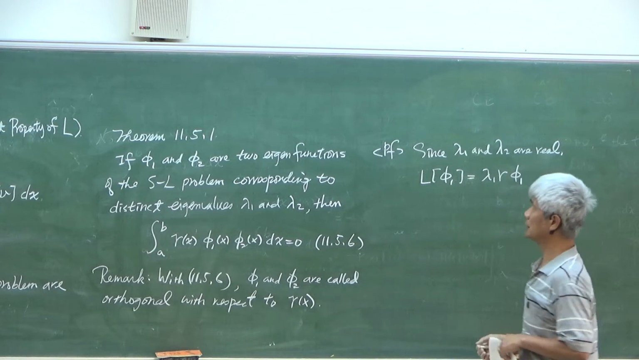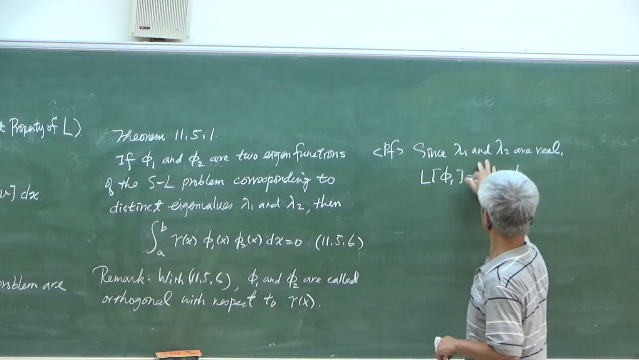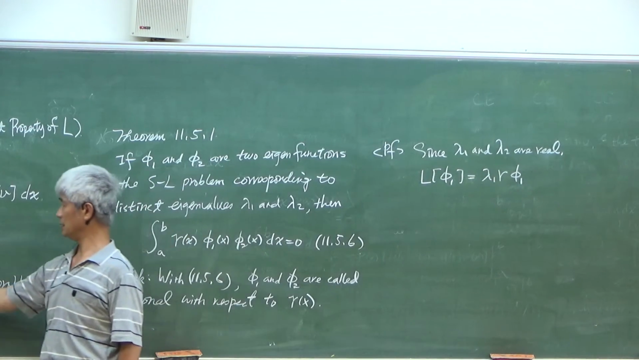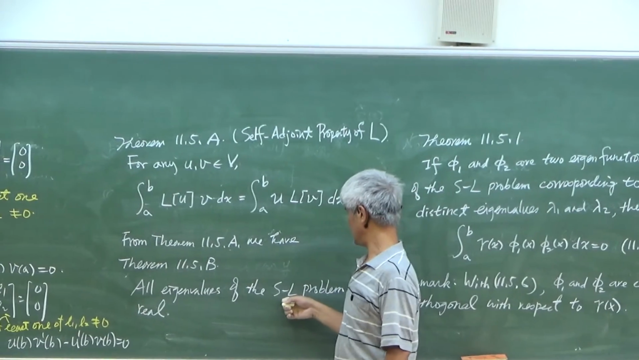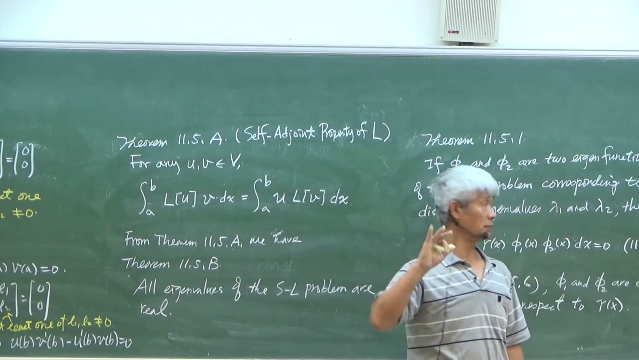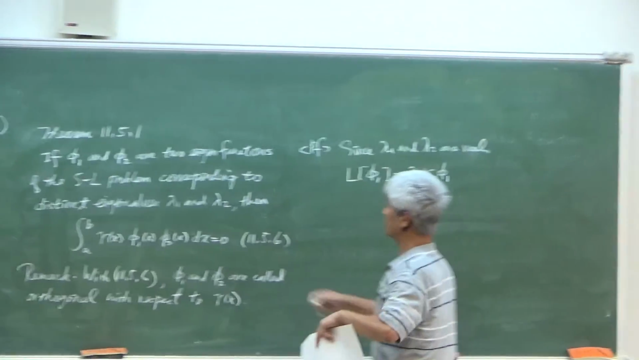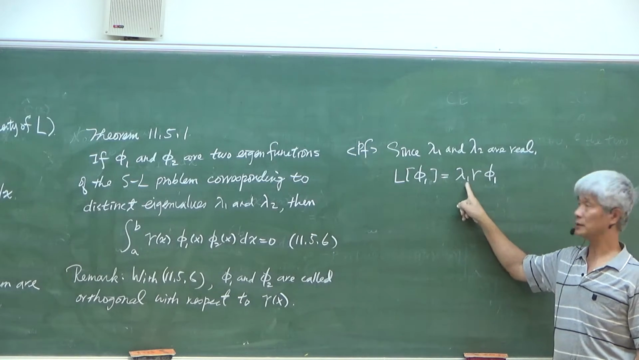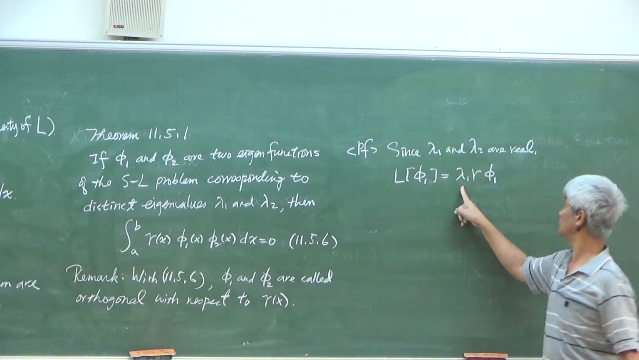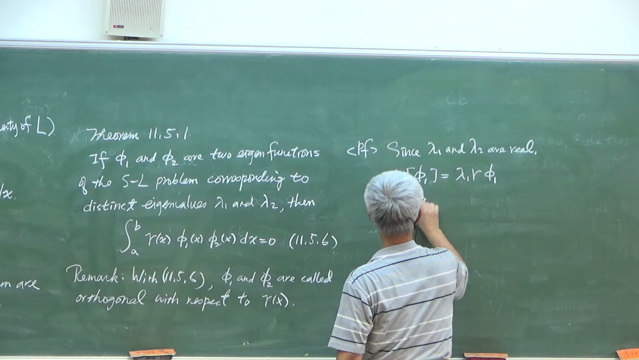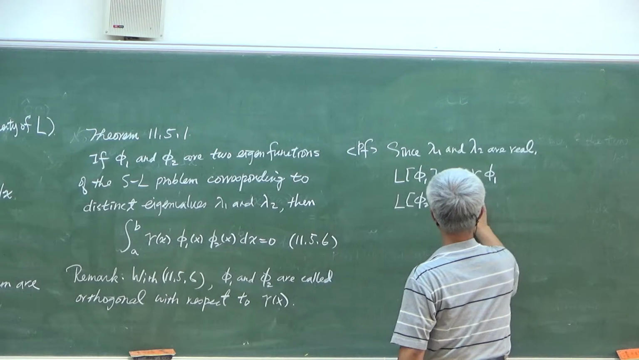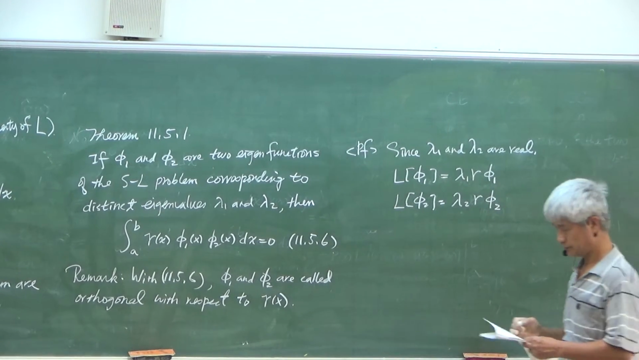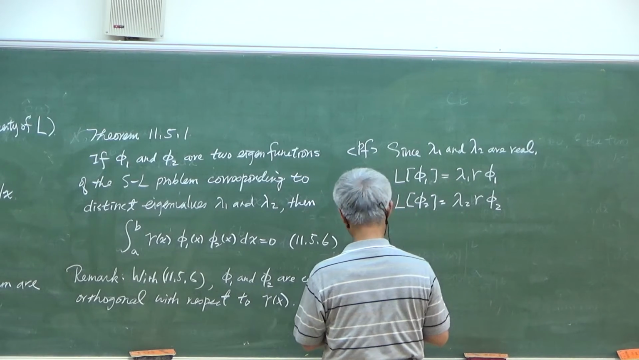Okay? So, we know that lambda 1 and lambda 2 are real. As we showed here, all eigenvalues of the differential problem are real. So phi1 is an eigenfunction corresponding to eigenvalue 1, so it satisfies this equation. Also, phi2 is an eigenfunction corresponding to eigenvalue 2. Okay?